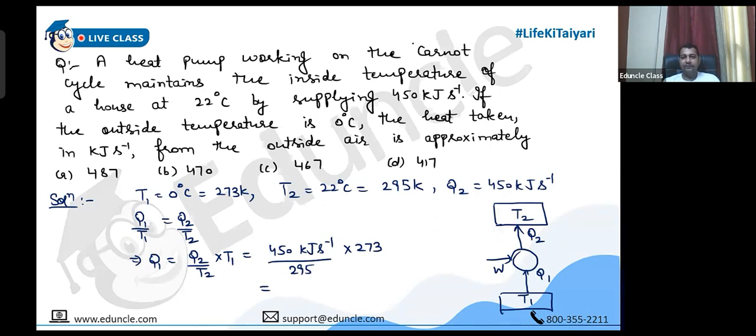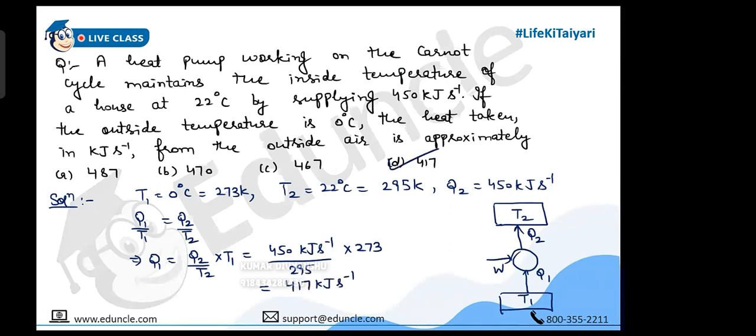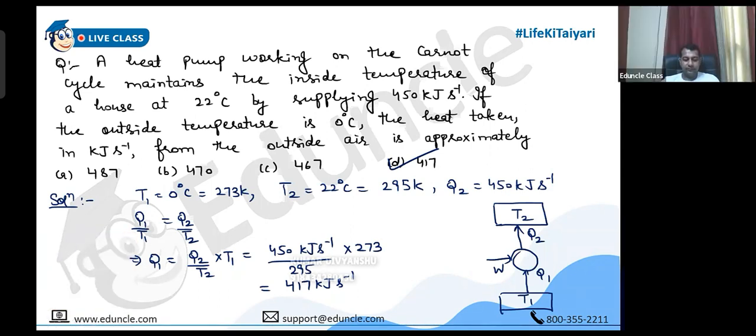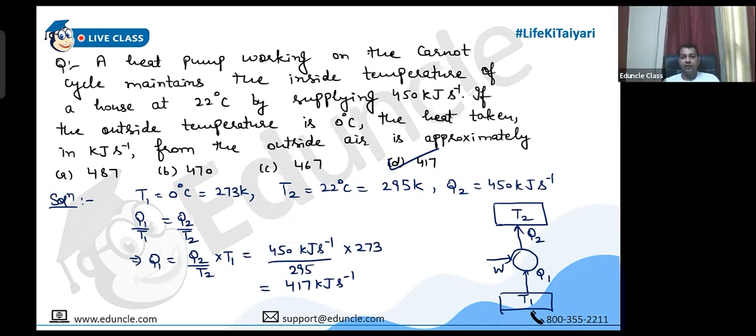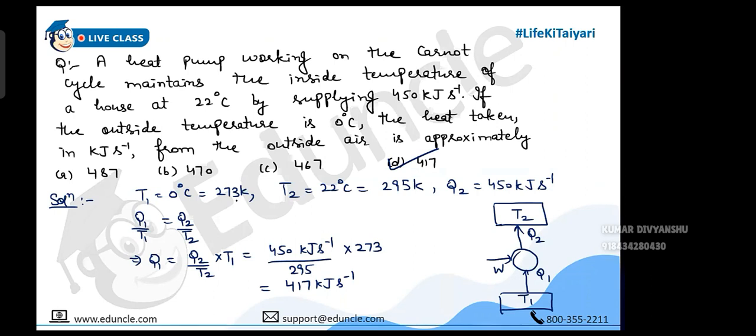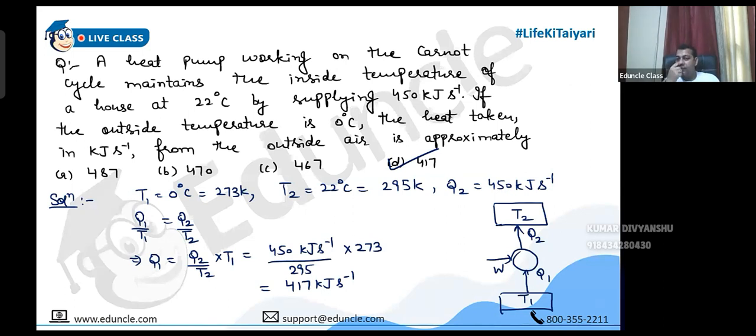So how much are you getting? 417? Please check. 419 students or 417? Then please check your calculation. We are getting 417 only. Let me check also. It's 416.44. Not even 417.